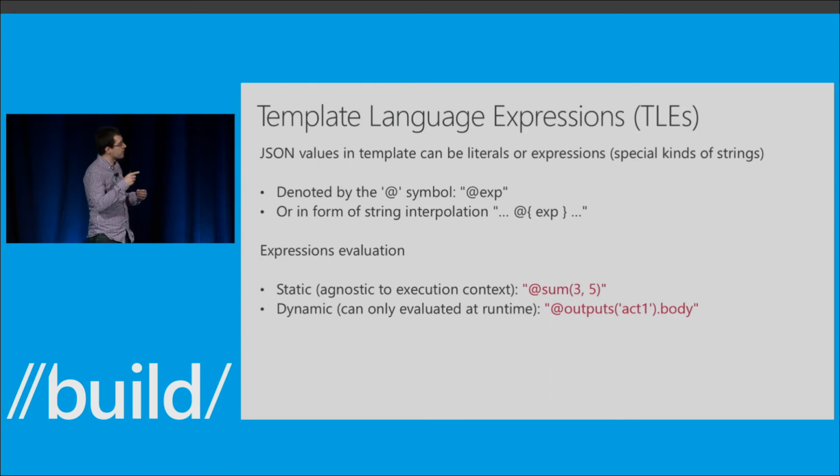They start with the @ symbol, and you can also see them in the form of string interpolations, right? These little things allow you to perform math or string manipulations. Just like in JavaScript, all these template language expressions look like functions with parameters, and you can use dot or index in order to extract properties. I think it's actually very simple. You can see a few examples on the screen.